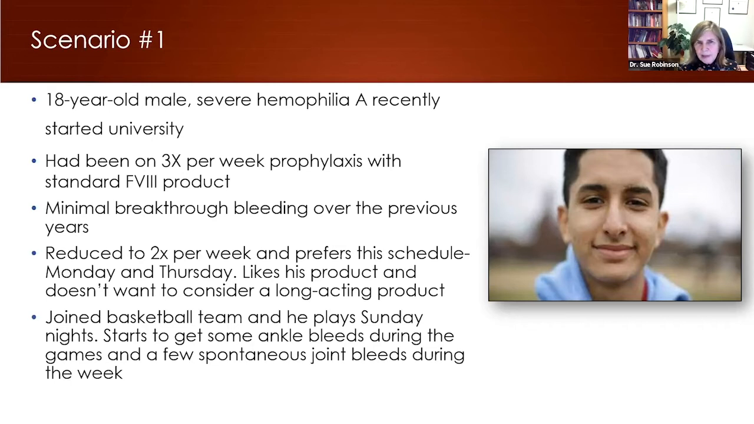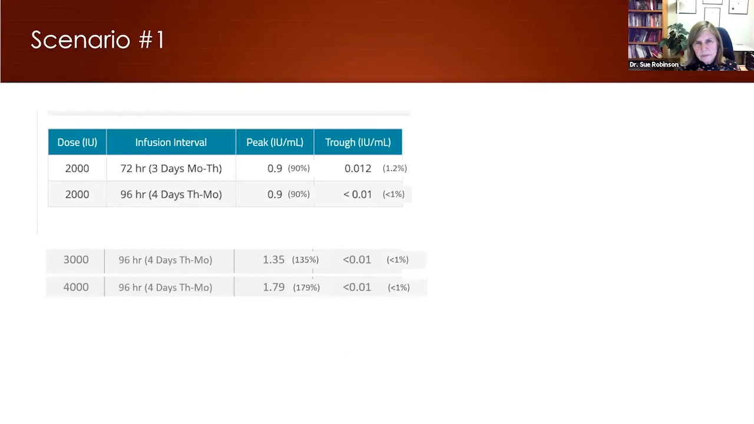He's joined the basketball team at university, and he plays Sunday nights. So something might ring a bell there with everybody at that point. He starts to get some ankle bleeds during the games and has a few spontaneous joint bleeds during the week. So this is the lab results that we had on file. So he gives himself a dose of 2,000 units for prophylaxis, and he takes his infusions Mondays and Thursdays.